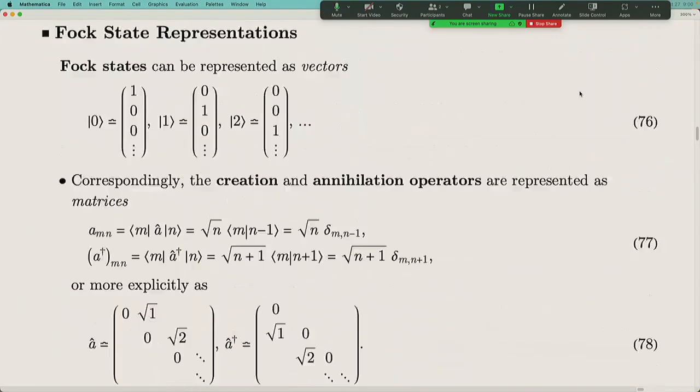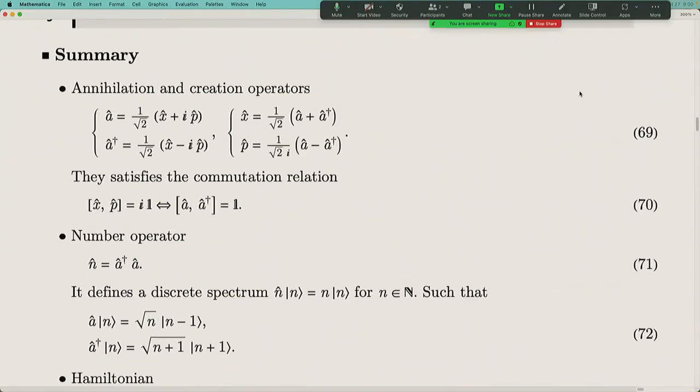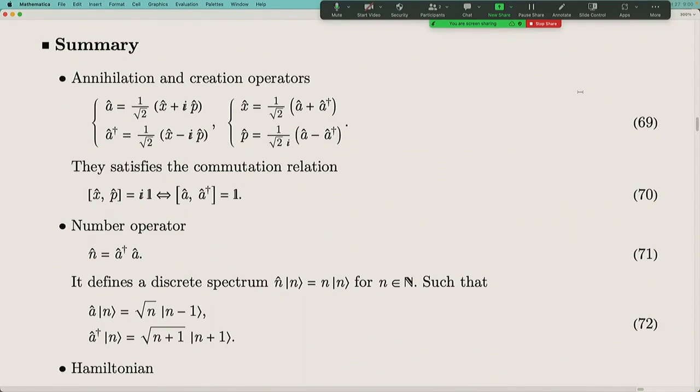Last time we have already covered a lot of things in harmonic oscillator, but maybe let me briefly go through this summary again to remind you what we have learned. So for harmonic oscillator, it's a very simple one-dimensional quantum mechanical system. It describes a particle in a quadratic potential. So the key observables there are position and momentum.